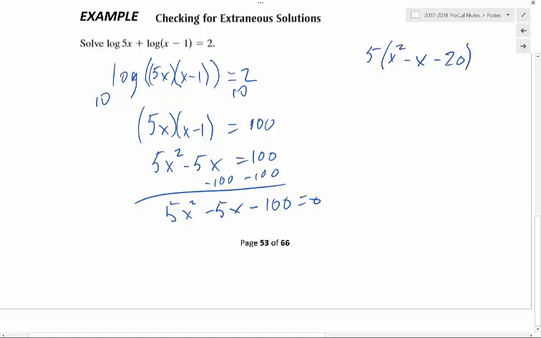Now it becomes a more simple matter of, shall we say, plugging it in, or reverse plugging it in. I ask myself, what times what? I have a negative 20, so I need a positive and a negative that will multiply to be 20, but because I have a negative x, I need them to subtract to be negative 1. Well, I know that I will have x minus 5, x plus 4.